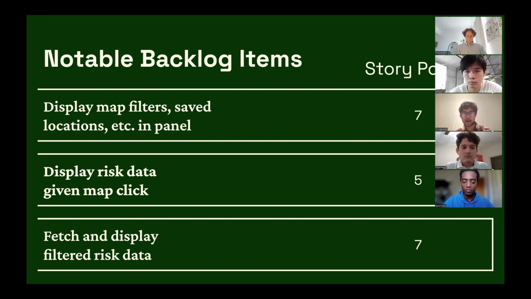And these are notable items in our backlog that wouldn't be in Sprint 1 because they essentially require what is in Sprint 1 to be done, but they are also essential for the core functionality of the website. These would be the map filters in the side panel, displaying risk data given any map click, and fetching and displaying that filtered risk data. So these are all what we envision to be core functionalities of Verdant. And as you can see, they have a relatively high number of story points assigned to them. Therefore, these are just the notable backlog items that require some setup before they can be completed, setup that will be done in Sprint 1.